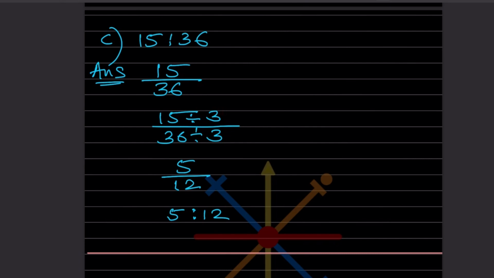15 doesn't go with 2, so we can make it 3, and even this number goes with 3. So here, what are you going to get? 15 divided by 3 is 5 and 36 divided by 3 is 12. So that answer is 5 is to 12.